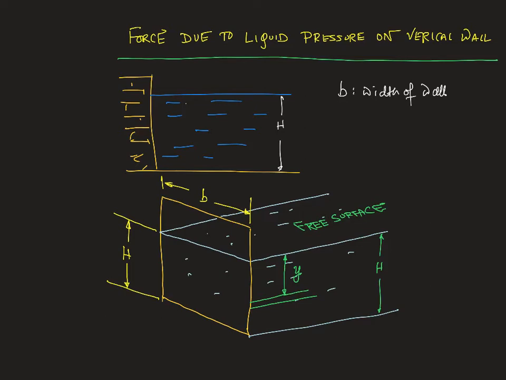Okay. So there you take a small rectangular strip. The thickness is dy and the width is b. So the area of the rectangular strip is, suppose, dA. So that dA is equal to b times dy. And now let's calculate the forces on it. So the force should be pressure multiplied by dA.